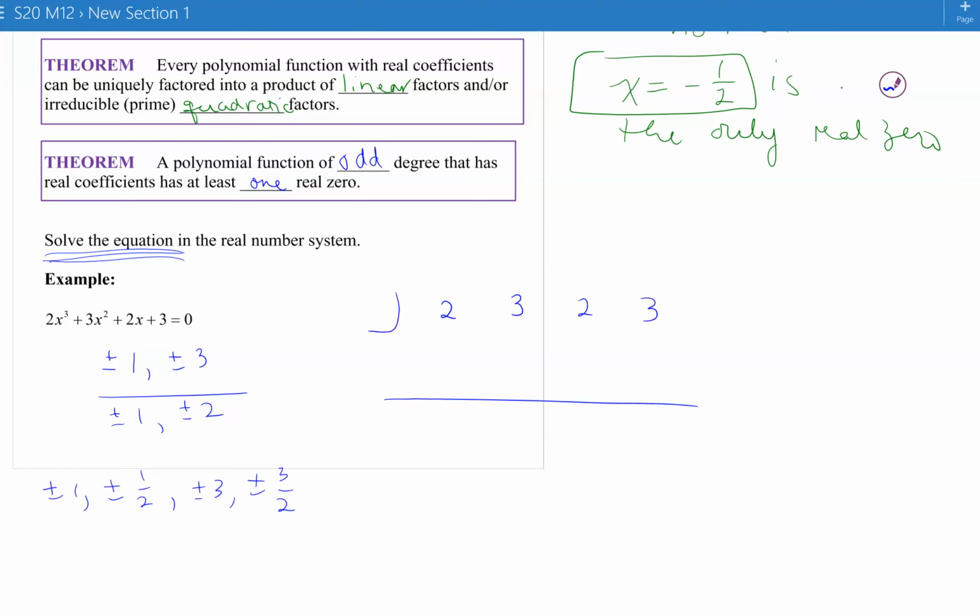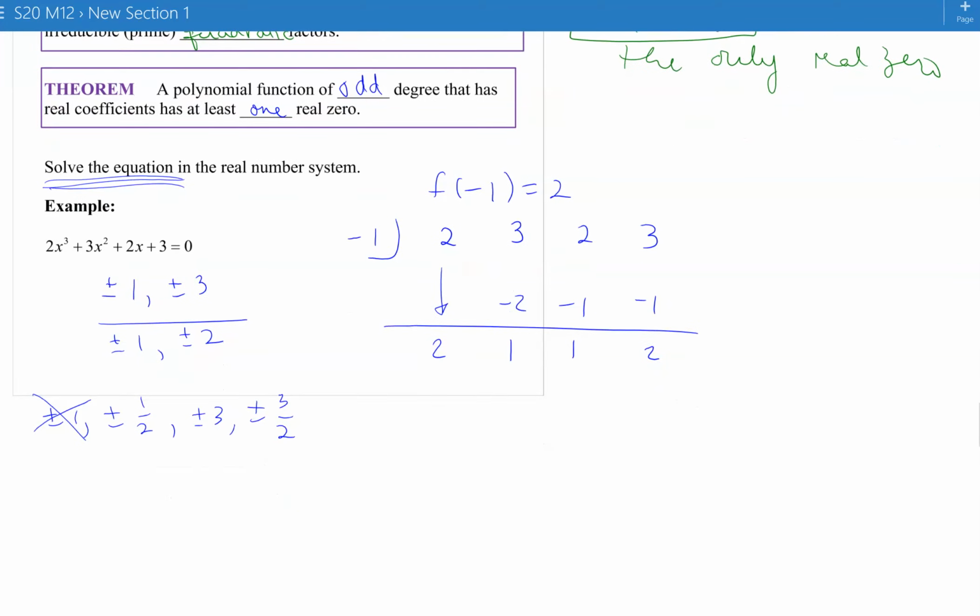And again, I see that those are all positive. So I know for sure positive 1 is not going to work. So let me try negative 1, 2, negative 2, add. No, so f of negative 1 is 2. So that is not a 0. Okay, so I've tried both of those.